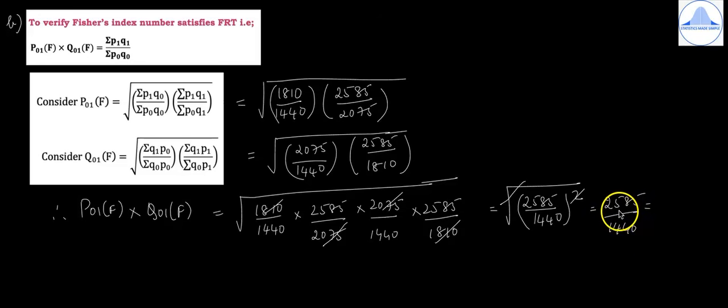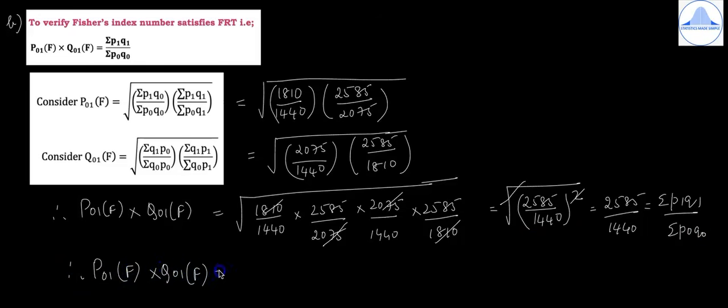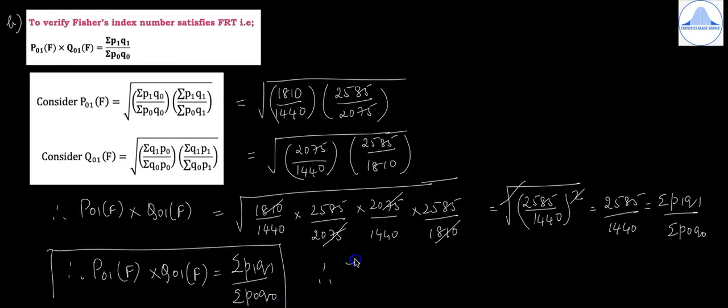So if you observe carefully, 2585 is nothing but summation P1 Q1 and 1440 is summation P0 Q0. So therefore you got P01 of f into Q01 of f is equal to summation P1 Q1 by summation P0 Q0. So therefore Fisher's index number satisfies FRT.